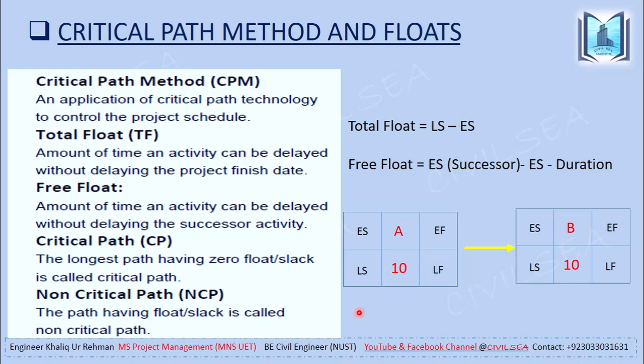critical path method and floats. Critical path method: an application of critical path technology to control the project schedule. Total float: the amount of time an activity can be delayed without delaying the project finish date. Free float: the amount of time an activity can be delayed without delaying the successor activity. Critical path: the longest path having 0 float or slack is called the critical path. Non-critical path: the path having total float or slack is called the non-critical path.